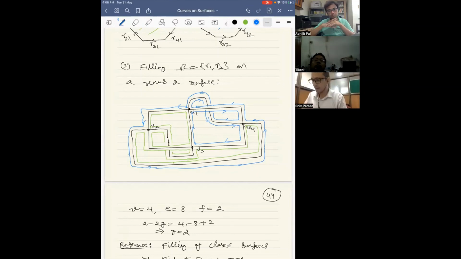And similarly, you can do this with the other one. Suppose I start from somewhere here, and I travel, you continue traveling along this curve, and you will see that you come back there.